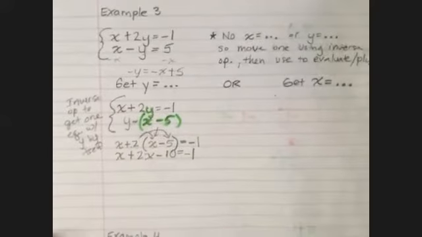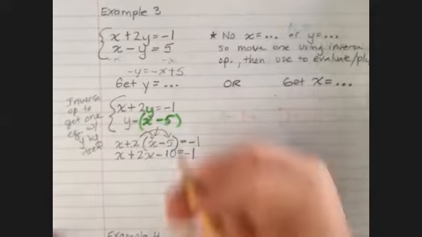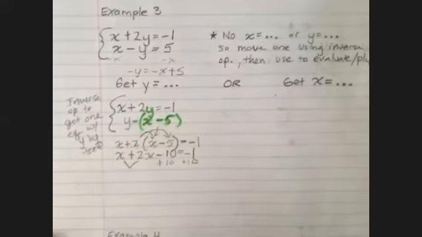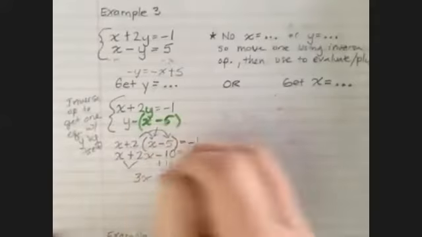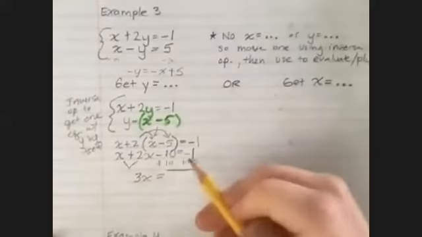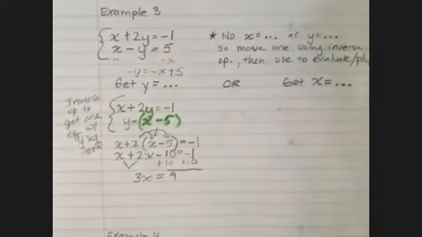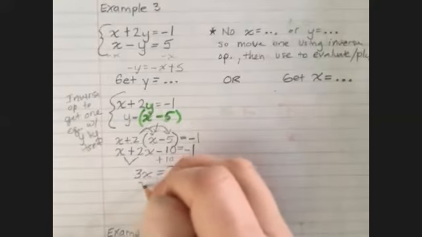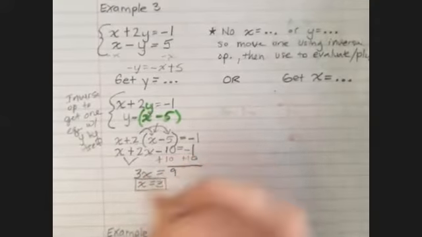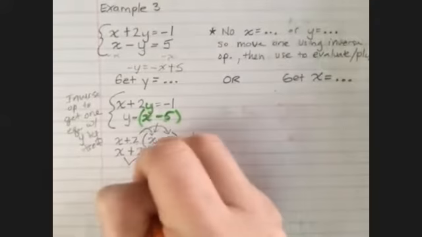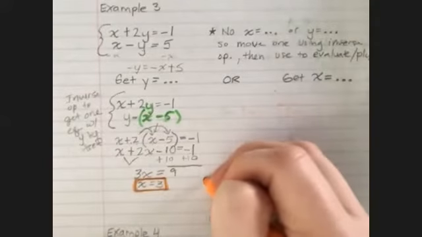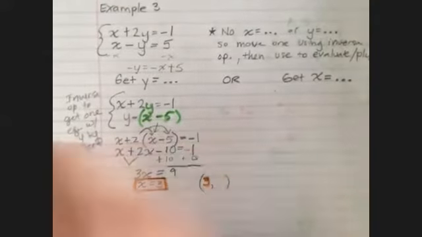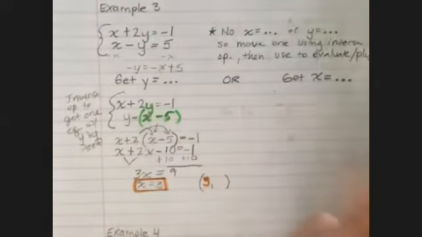Now I continue with inverse operation to get x by itself. So I'm going to add 10 here, I'm going to add 10 here. And I'm going to combine these two to make 3x equals, lost 1, had 10, you have 9. Now to get x by itself, since it's x times 3, I'm going to divide by 3 to both sides. So then x is equal to 3. Now that I have my x value, I know that within this ordered pair, the x value is going to be 3.